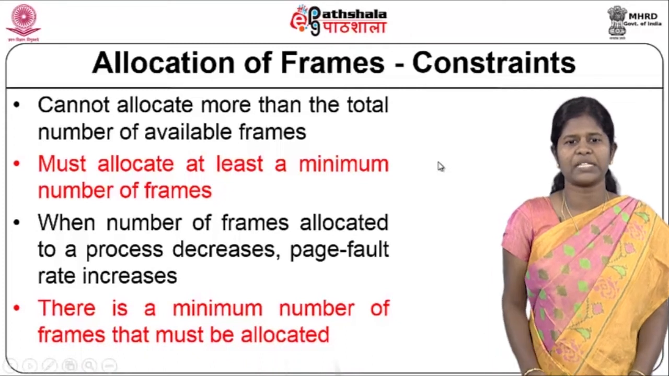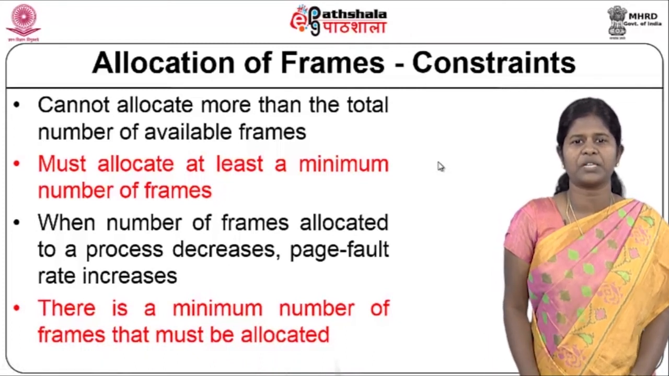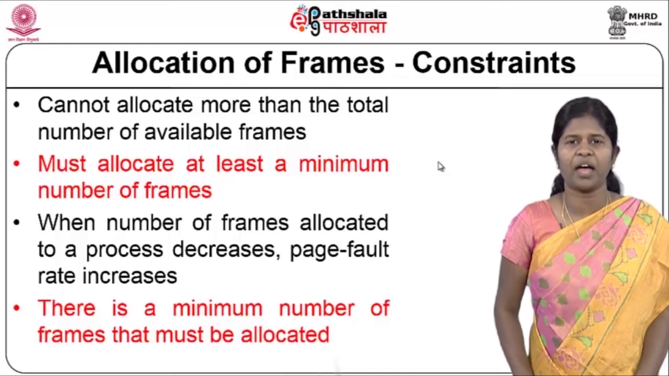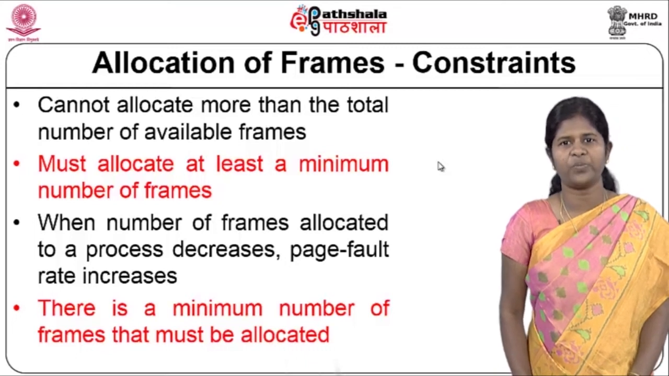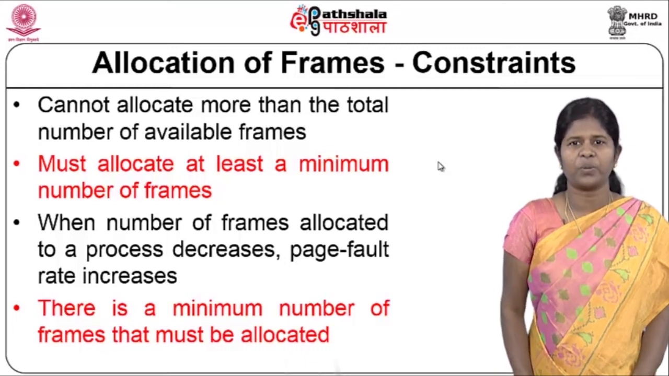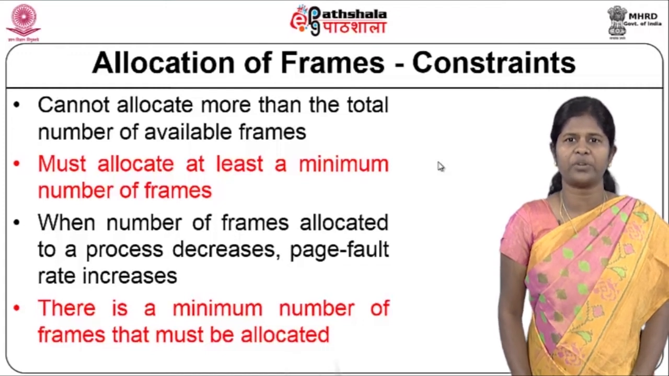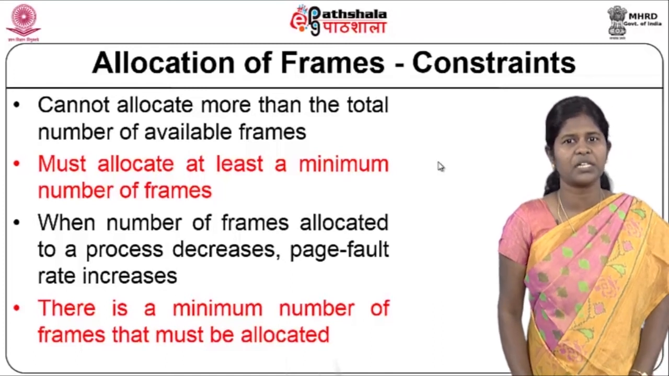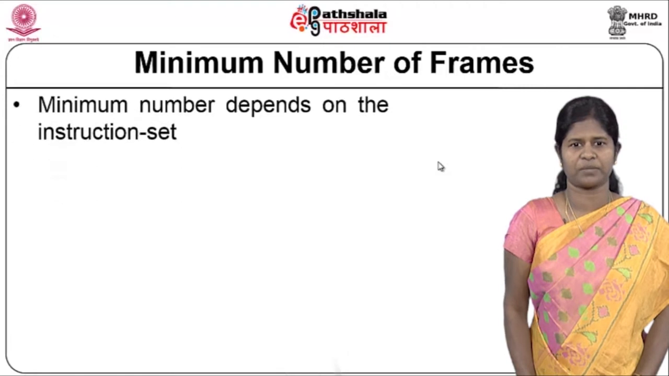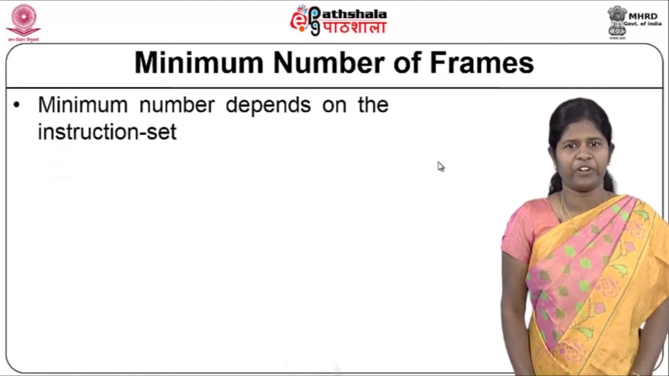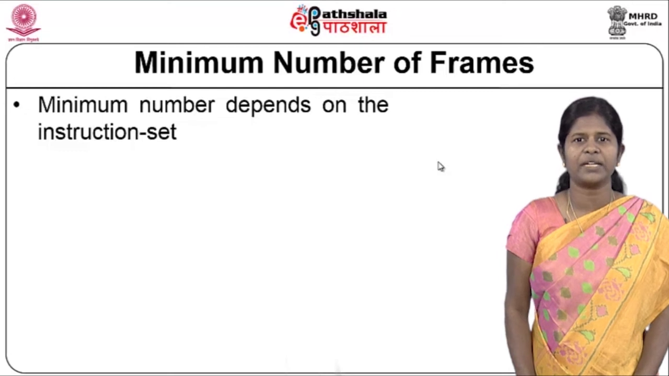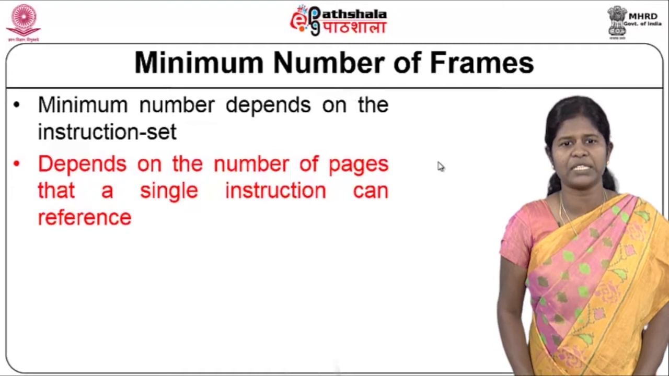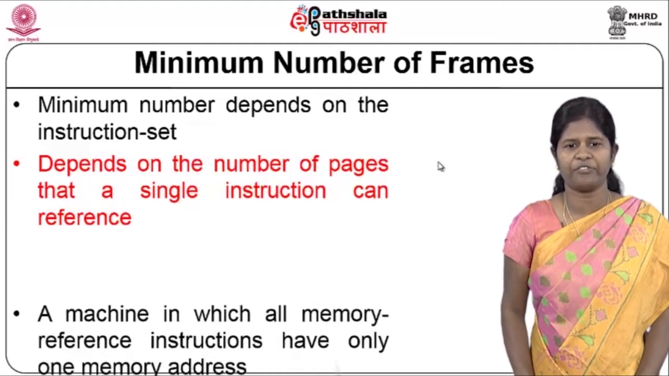What we need to understand is that there is a minimum number of frames that needs to be allocated for each process. This depends on the architecture of the system, and it will vary from architecture to architecture. For a process to execute even one instruction, some minimum number of pages may need to be allocated for that process. This minimum number depends on the instruction set, that is, on the number of pages that a single instruction can reference.